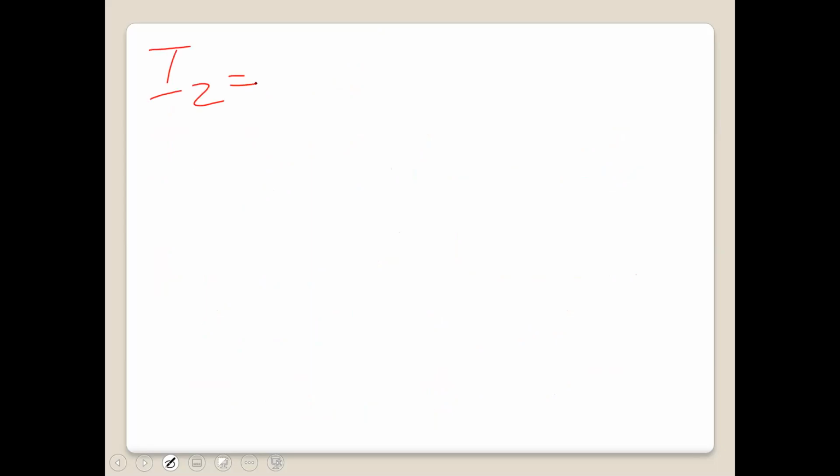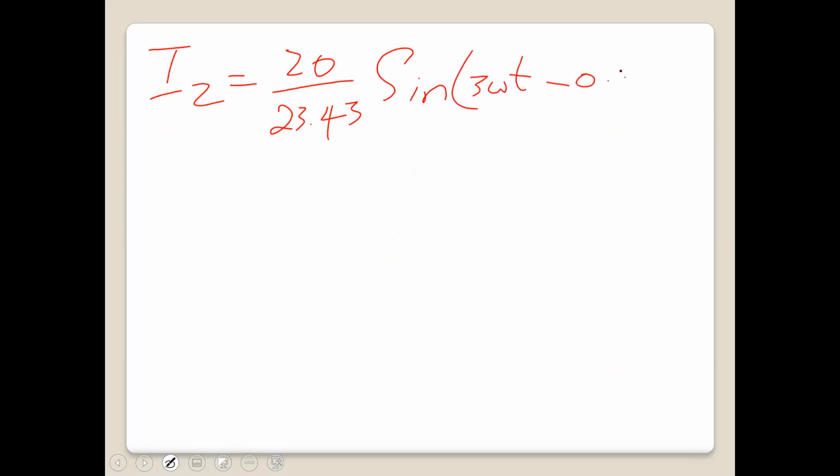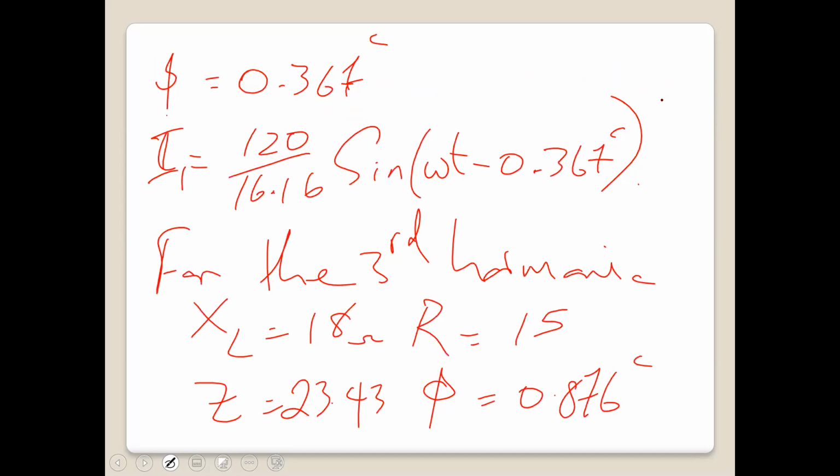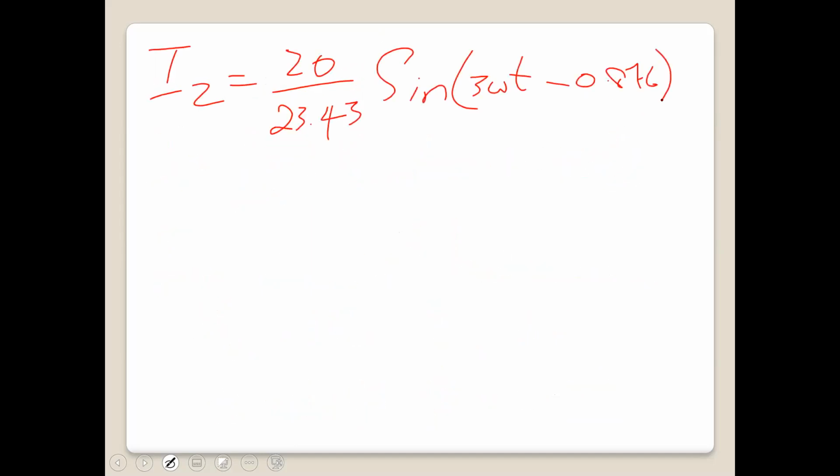will be equal to 20 over 23.43, and we have sine 3 omega t minus 0.876. Is that what it said? Yeah. So go ahead for me and find the fifth.